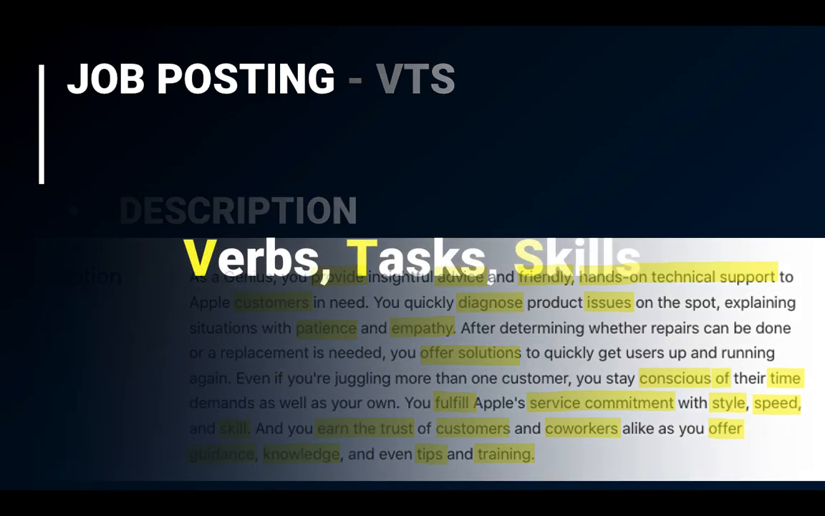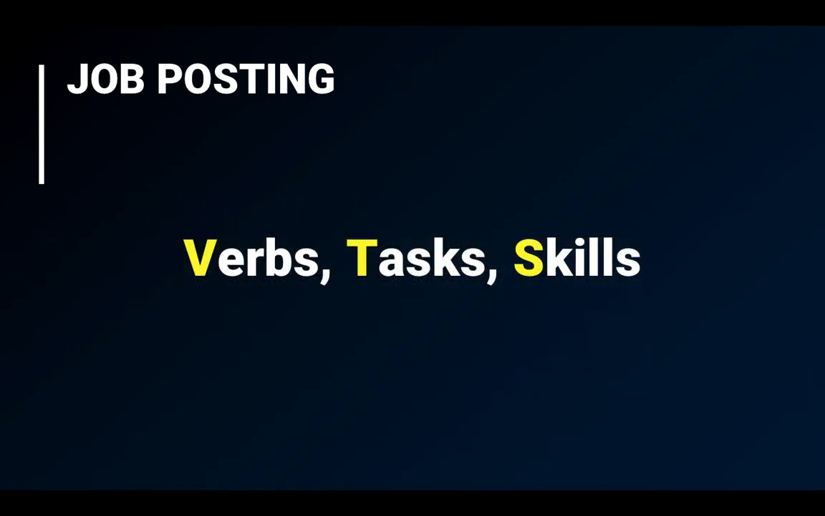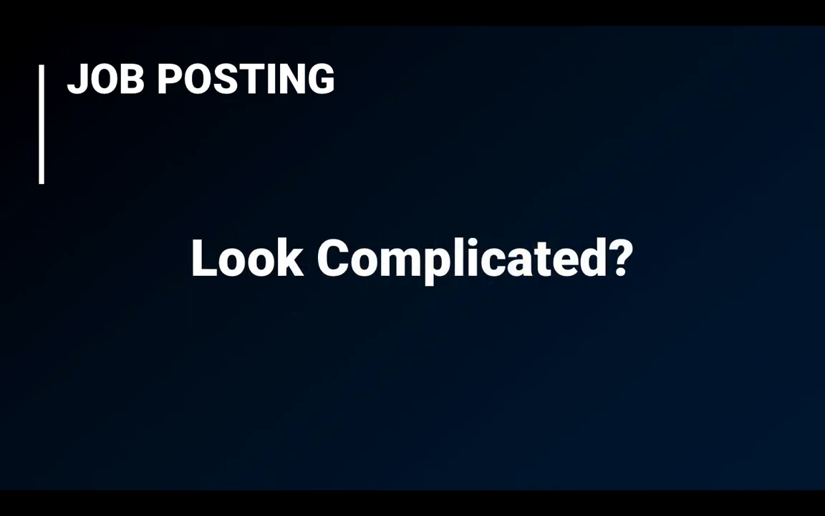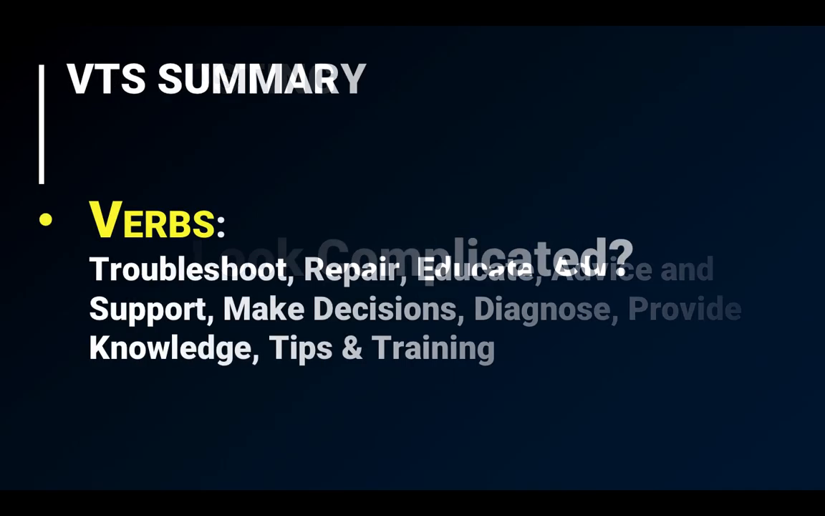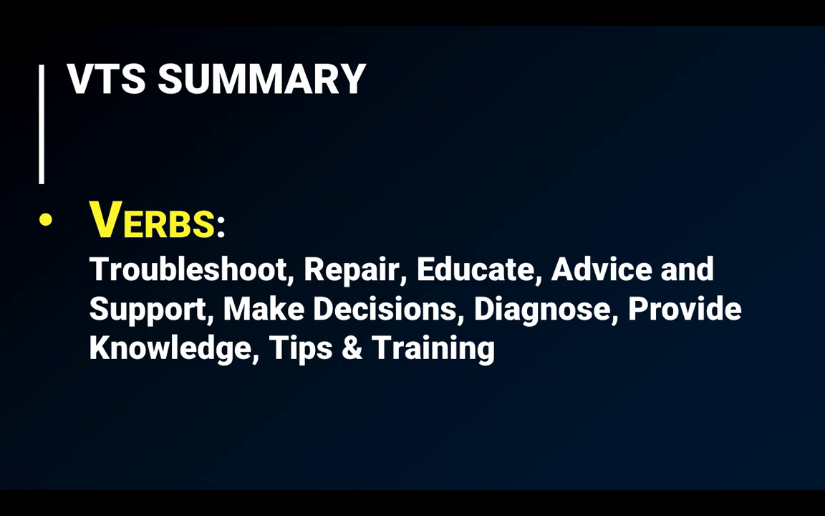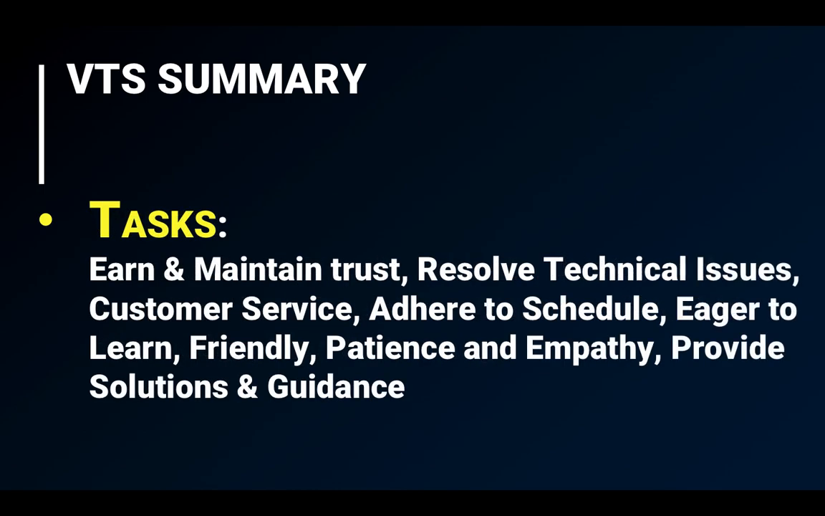So remember, we're just focusing on the verbs, tasks, and skills. So you might think, oh my gosh, this looks complicated. But actually, once you've highlighted all that and you pick out the words, you essentially just come down with this. In terms of the verbs, you have troubleshoot, repair, educate, advise, and support, make decisions, diagnose. So these words are not the most complicated ones. Same with tasks. What are you supposed to do? Well, you maintain and earn trust. You resolve issues, customer service, adhere to schedule. Okay, and the friendly, patient, empathy.